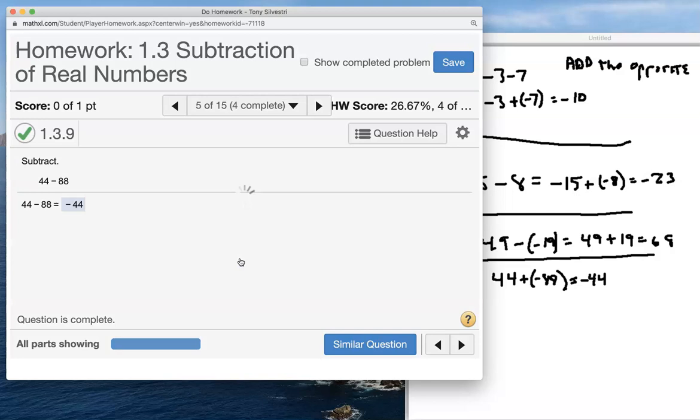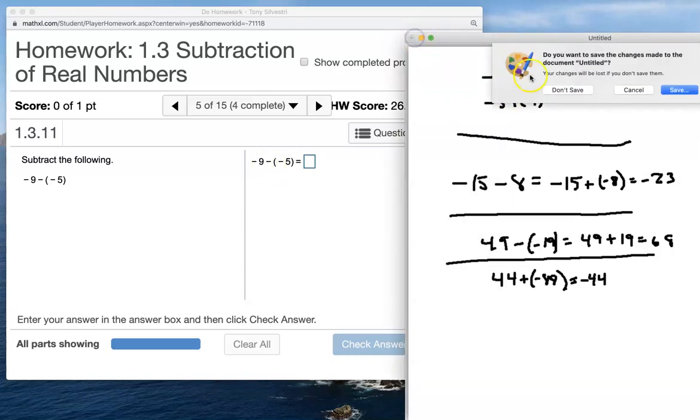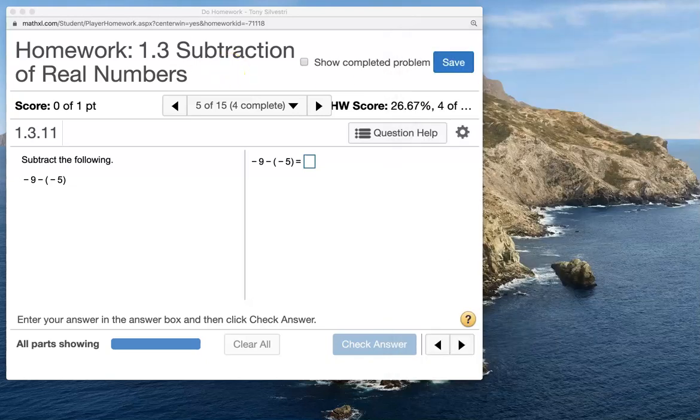So we're basically using the stuff that we did from last section to do this section. We're transforming a subtraction into an addition, and we're doing the same stuff. File, new.